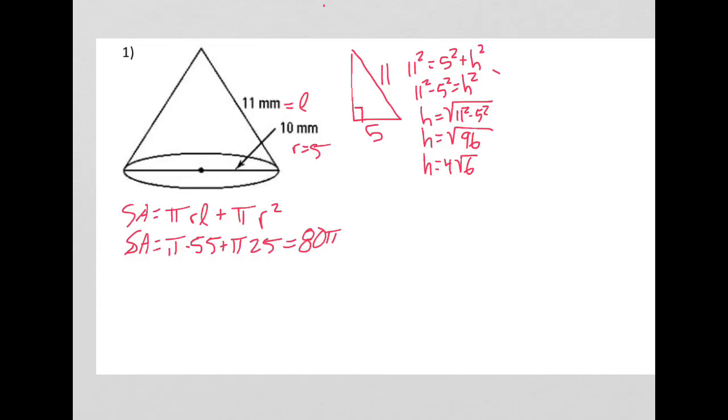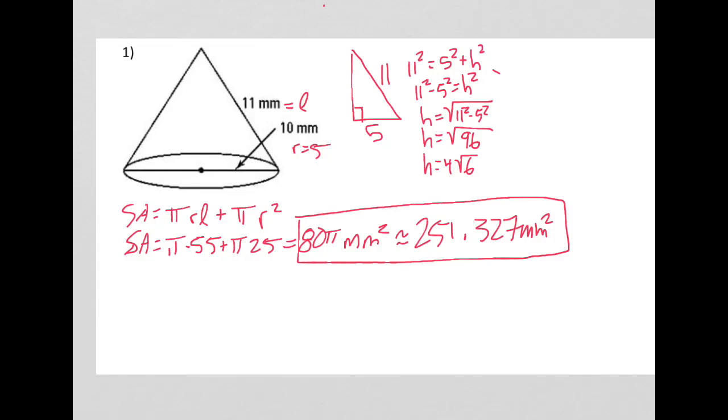Now we shouldn't forget to talk about our units. We are talking about area, and those dimensions were millimeters, so this should be 80 pi millimeters squared, which we could approximate at 251.327, and again, millimeters squared. So there is that right there for the surface area.